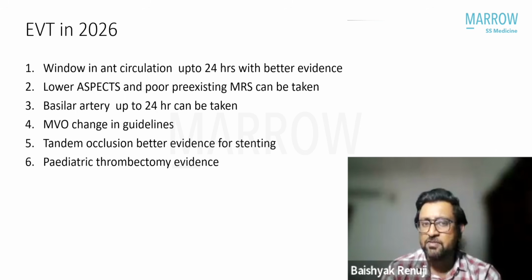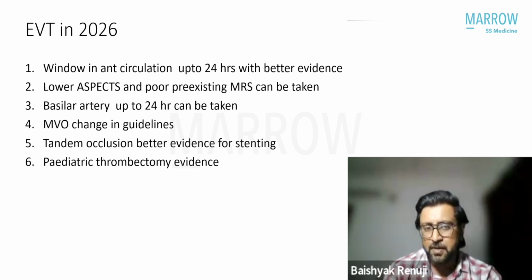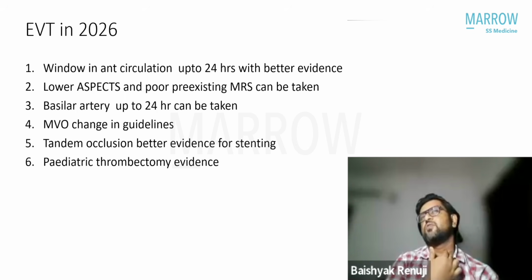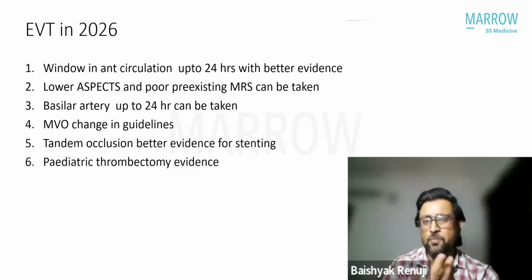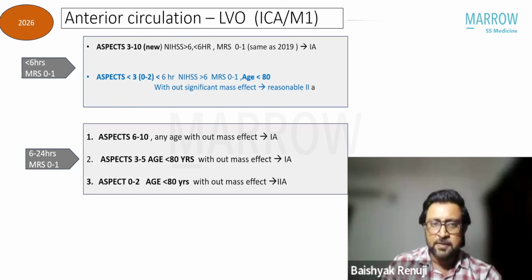Then the basilar artery, previously there were no guidelines. Now basilar artery up to 24 hours can be taken up with good evidence. And for medium vessel occlusion, previously there was some evidence to do all medium vessels, but right now it has changed. Tandem occlusion, suppose somebody has an ICA occlusion and also an MCA occlusion, previously only thrombectomy was suggested, but now stenting has better evidence. And most importantly, pediatric thrombectomy evidence. So these are the basic new things in the EVT guidelines.